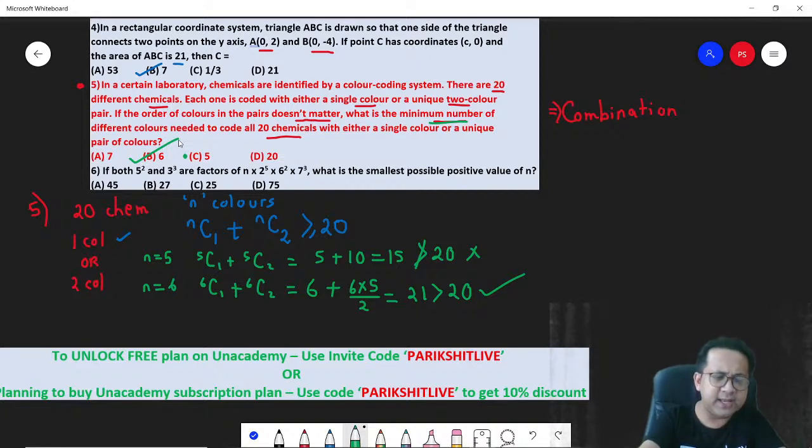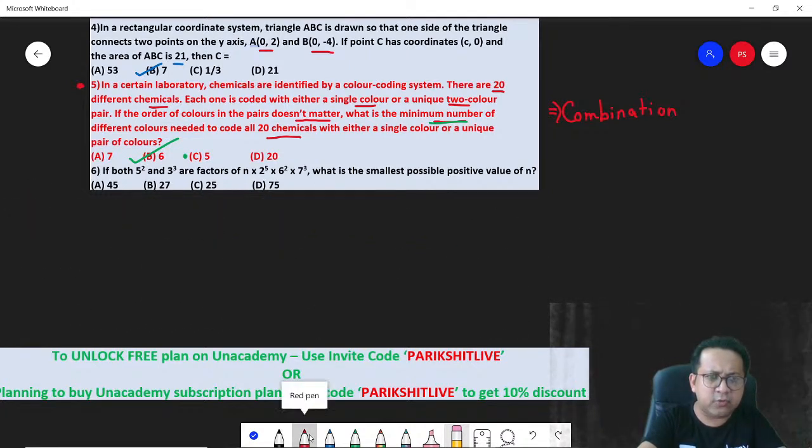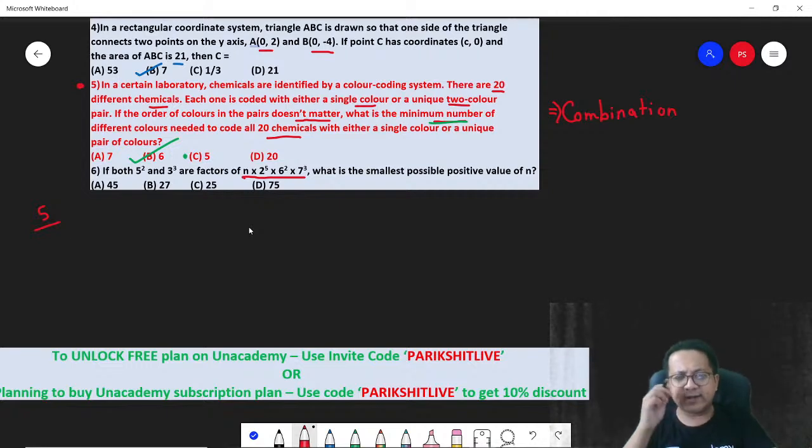Okay. I don't see any doubt. So let's go to the third one. Let's go to number 6. If both 5 square and 3 cube are factors of this number n into 2 to the power 5 into 6 square into 7 cube, what is the smallest possible value of n?